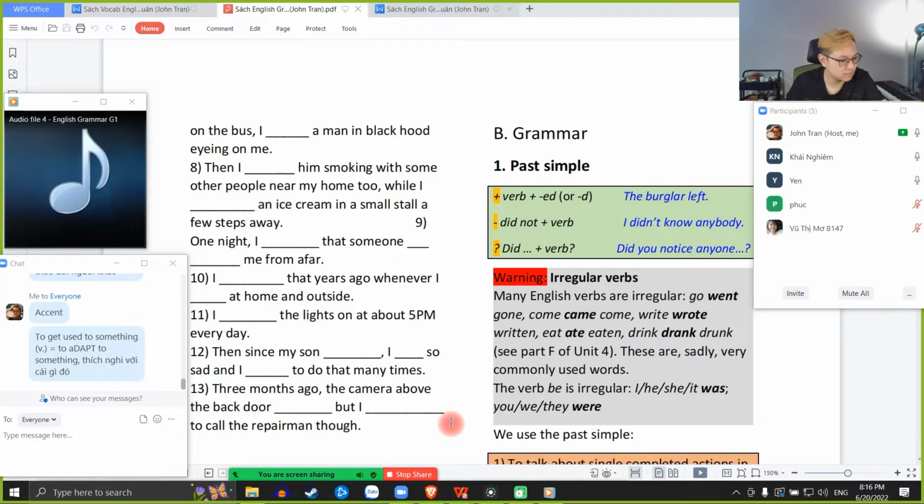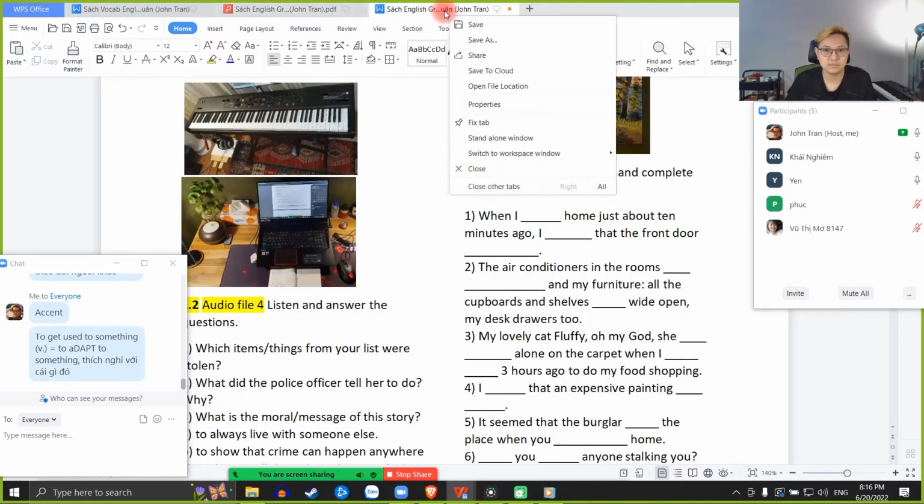We could check the security camera. The footage might help us identify the thief. Do you usually lock both the gate, the front door and the back door? I used to do that years ago whenever I was at home and outside, but then I thought it was unnecessary as this area is quite safe, so now I normally just lock both doors but not the gate.